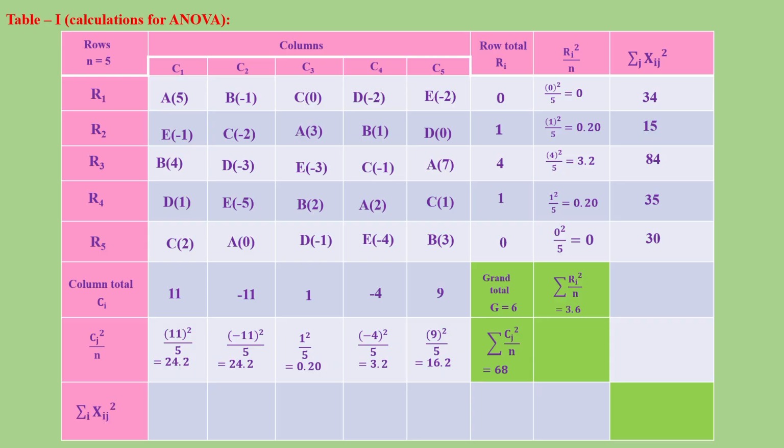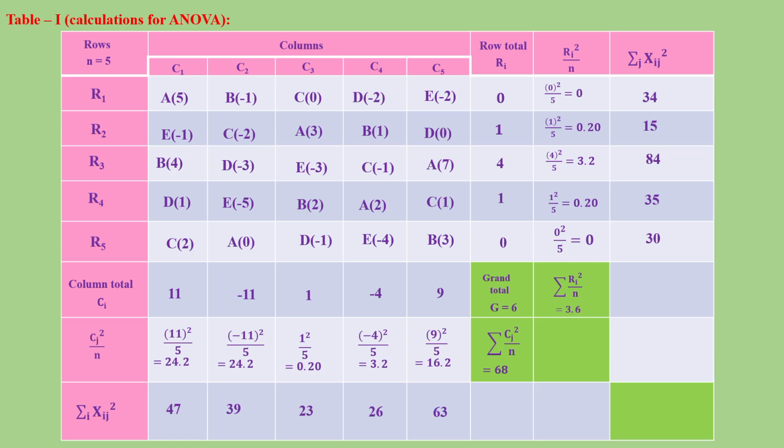Similarly for the column squares, right? So square each number in the first column and add up: 5 square, minus 1 square, plus 4 square, plus 1 square, plus 2 square, that is 47. Then 39, 23. Similarly for each and every column, 63.